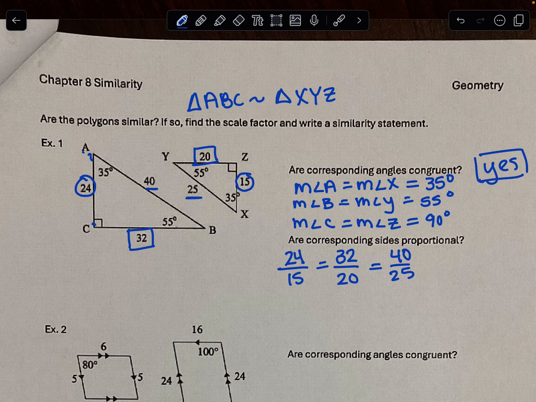Okay, now all I have to do to make sure that they are proportional is simplify each of those fractions. What can you divide both 24 and 15 by? 3. Okay, what's 24 divided by 3? 8. 15 divided by 3? 5. Okay. What about 32 and 20? Okay, divide them by 4. We do get 8 over 5. And then what about 40 and 25? Good. So we also get 8 over 5. So yes, they are proportional.